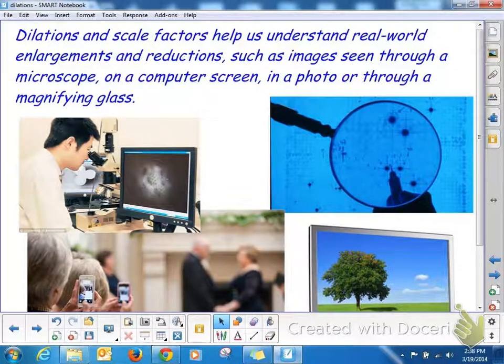Dilations and scale factors help us understand real-world enlargements and reductions, such as images seen through a microscope, on a computer screen, in a photo, or through a magnifying glass. These are some examples, right? When you take a picture of somebody, if they are 5'6", when you take a photo of them and you're holding a photo in your hand or you have a photo on your phone, it's not 5'6". It's an image of them, a reduction.